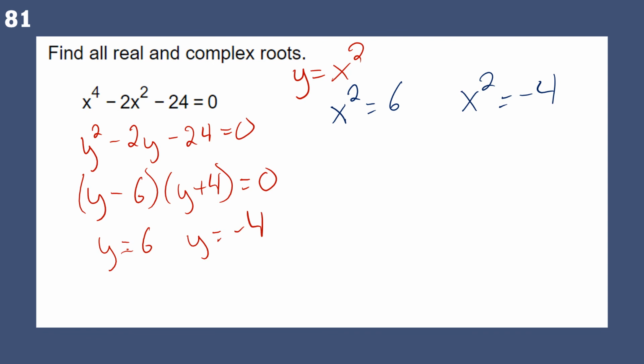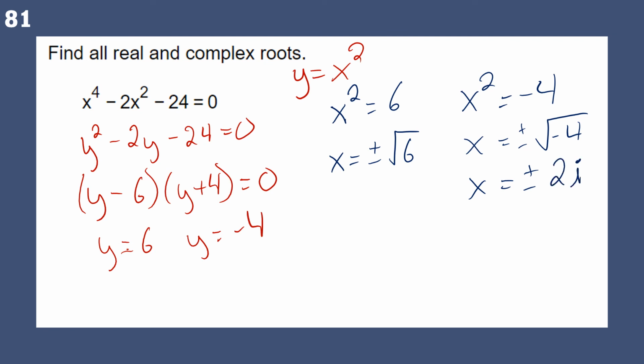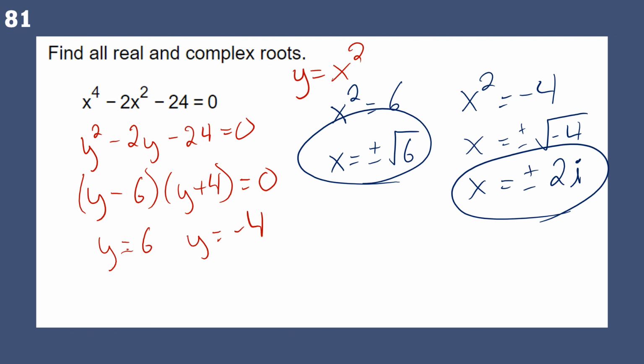Now, if I use my square root property to get this, I'm going to say x equals plus or minus the square root of 6, or x equals plus or minus the square root of negative 4. Now I can simplify that to be x equals plus or minus 2i. So I have two real roots. They're irrational, but they're real. And two imaginary roots or complex roots.